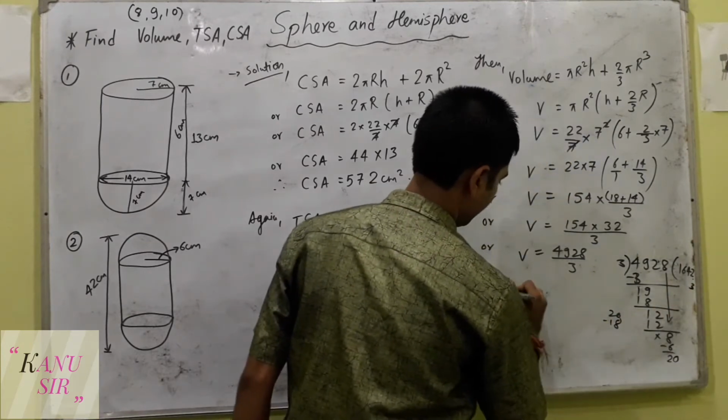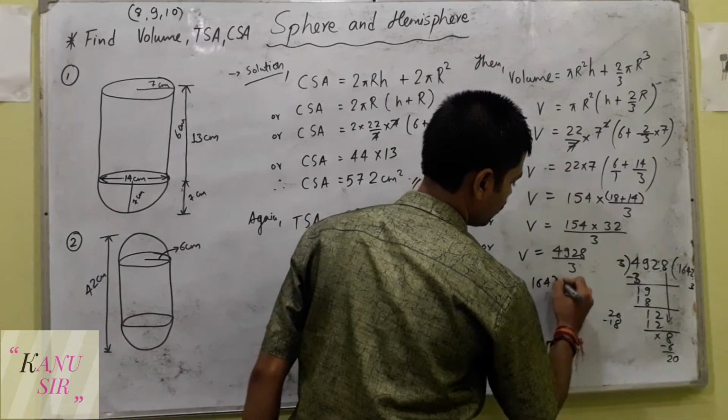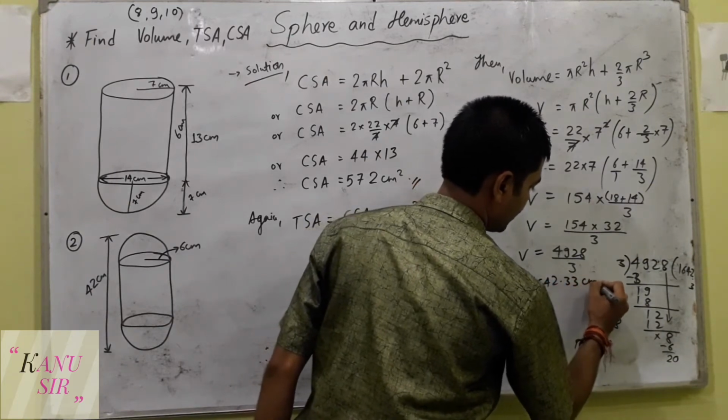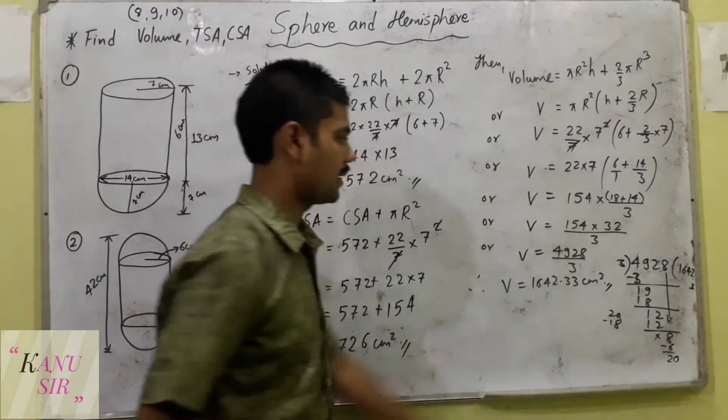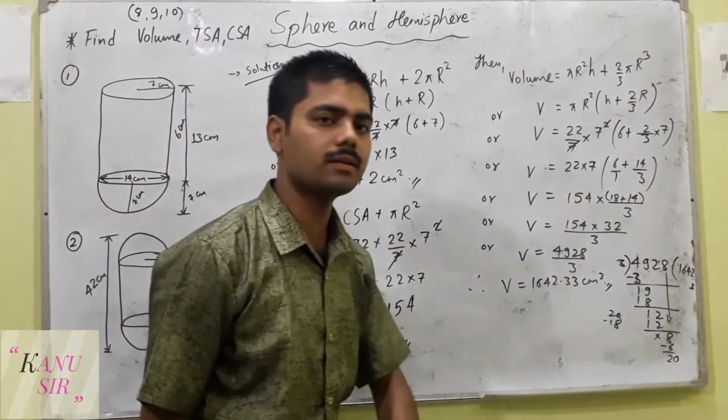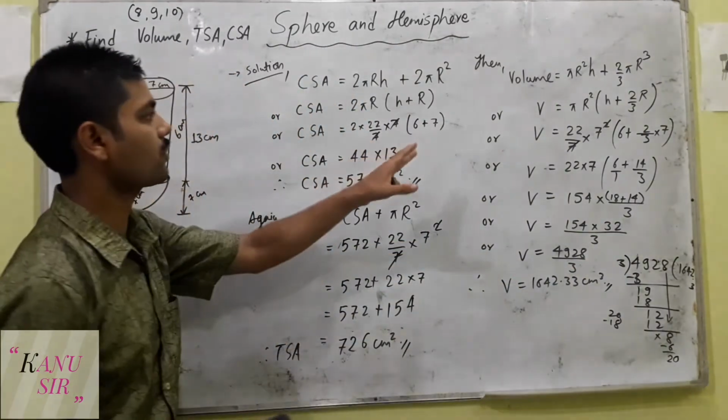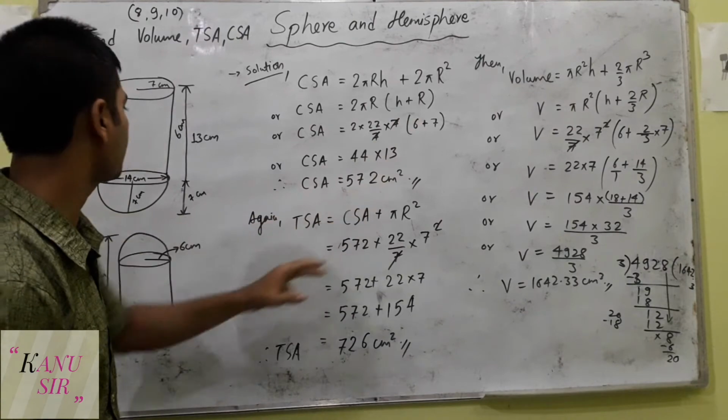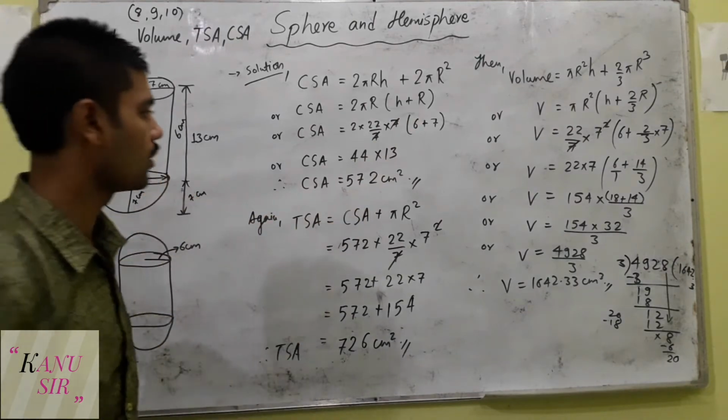So the volume is 1642.33 centimeter cube. If you have doubt about this, you can use your calculators and solve. But here you must understand how the formulas are being used and how the question is being solved.